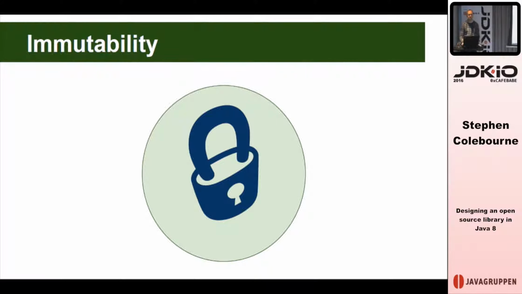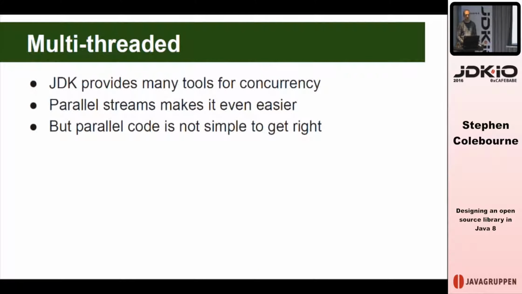Immutability. There are lots of tools for concurrency in the JDK. And as we've just seen, parallel stream makes it quite easy to flip between a non-parallel and a parallel stream. But that parallel code is not that simple to get right. It's easy to come up with race bugs and check-then-act bugs and other similar bugs with concurrency.